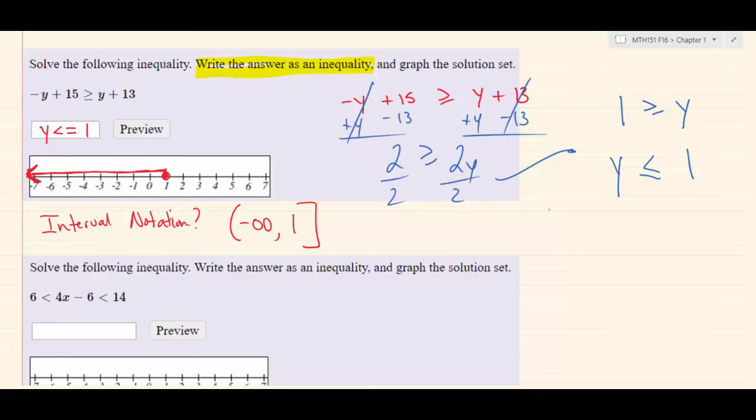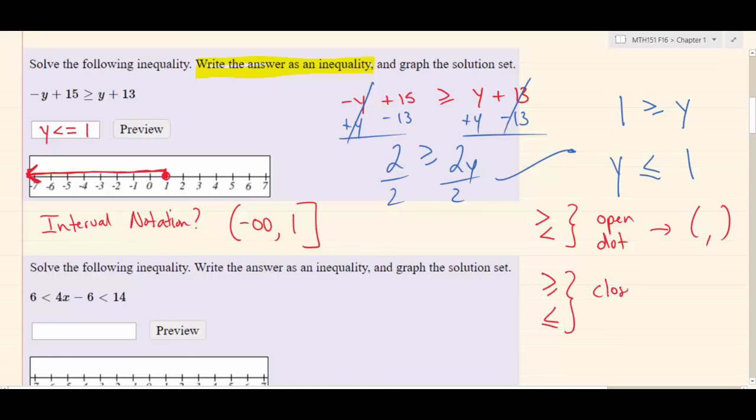Either way. So remember back up here, oh, I erased it, greater than or less than, we said that was an open dot on the graph. Those are associated with parentheses. If you have a greater than or equal to, less than or equal to, those were closed dots. And those are associated, when you write that symbolically, with hard brackets or square brackets. Okay? So when you're writing things in interval notation, you have to use the parenthesis bracket notation.